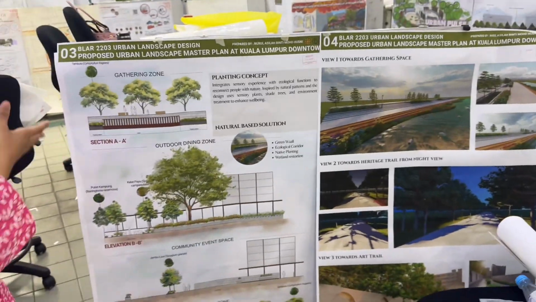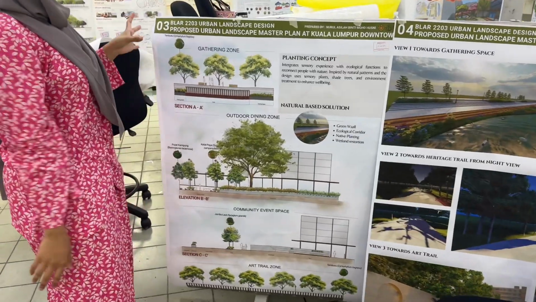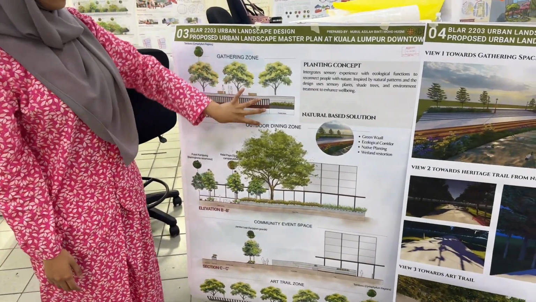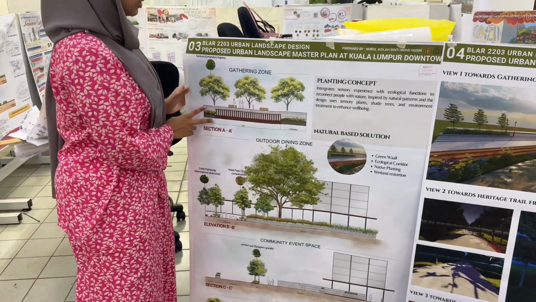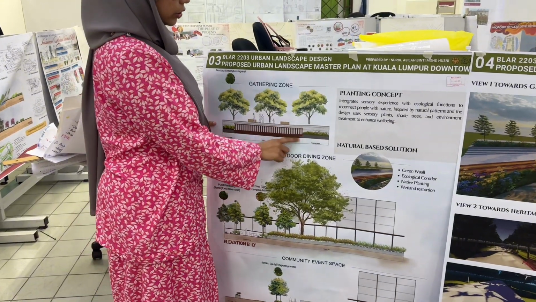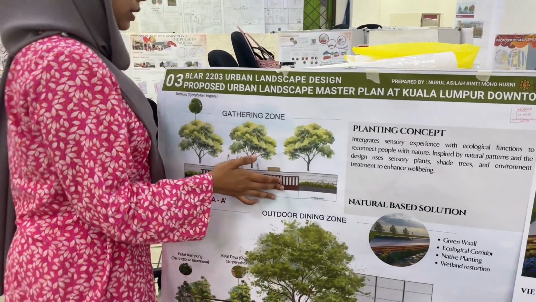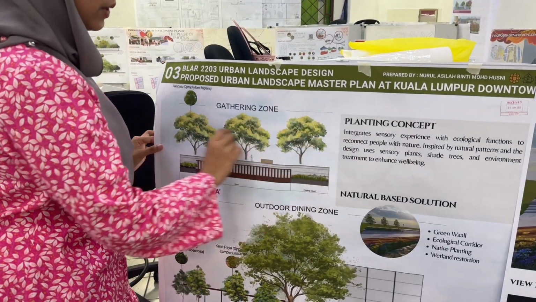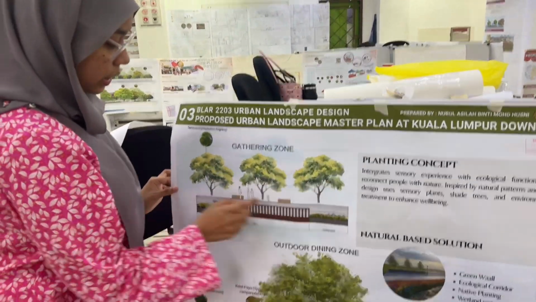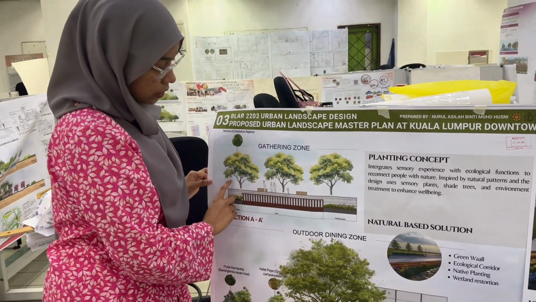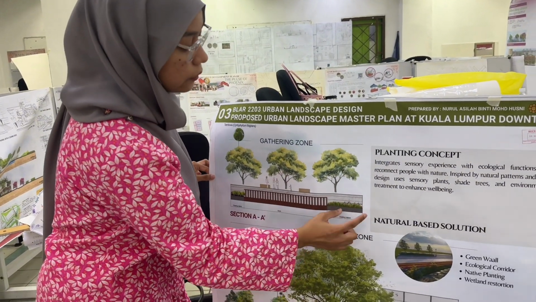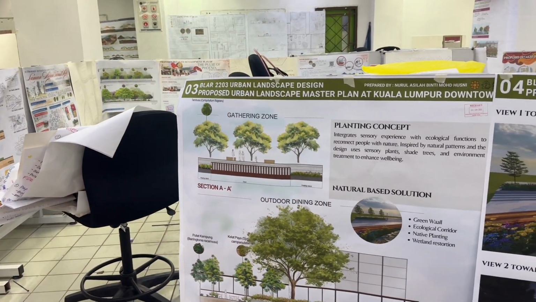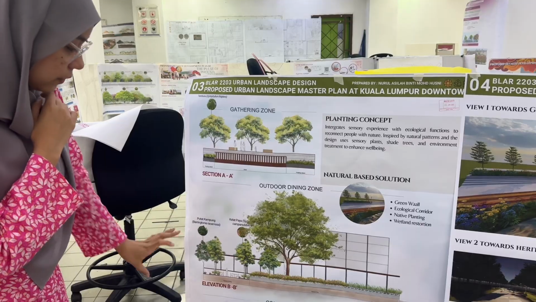Okay, the next part is my section and elevation. Here is a gathering zone, which is on this trail. You can see this is a trail. This one is near the Heritage Trail. So back here is the Heritage Trail, and over here you can see the amphitheater, and then the floating island. The next one is my elevation.